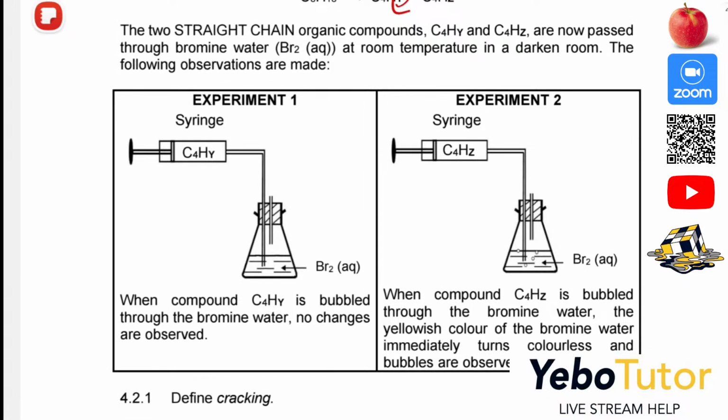When compound C4Hy is bubbled through the bromine water, no changes are observed. Then on experiment 2, when compound C4Hz is bubbled through the bromine water, the yellowish color of the bromine water immediately turns colorless. All right, and bubbles are observed in the flask.